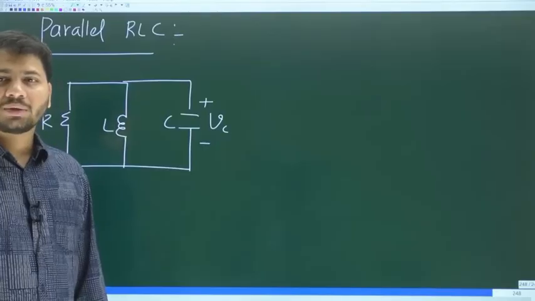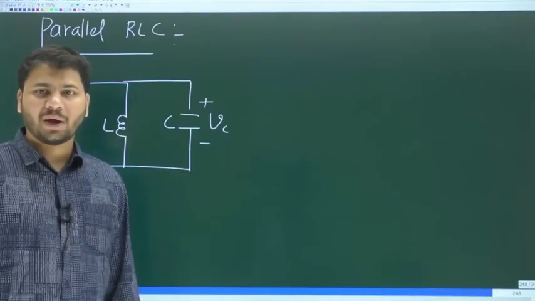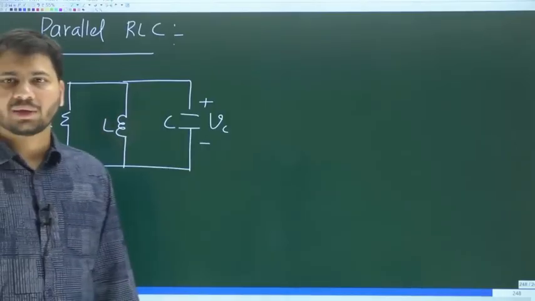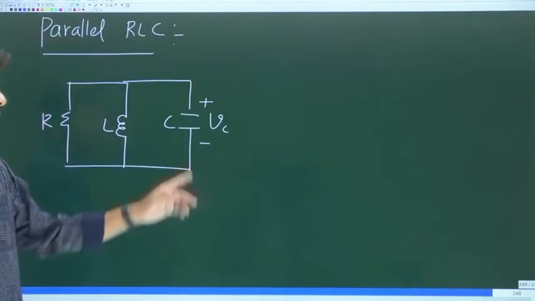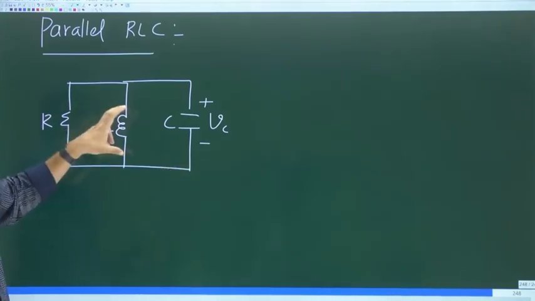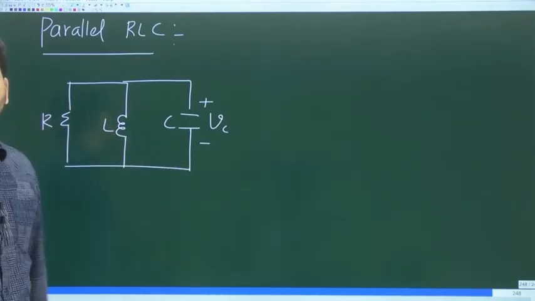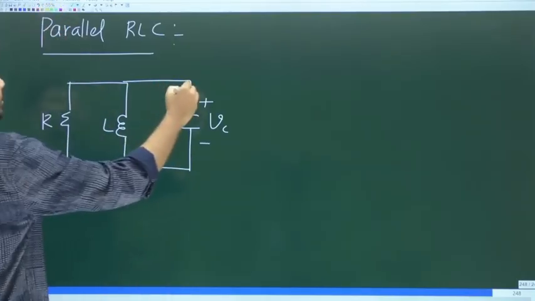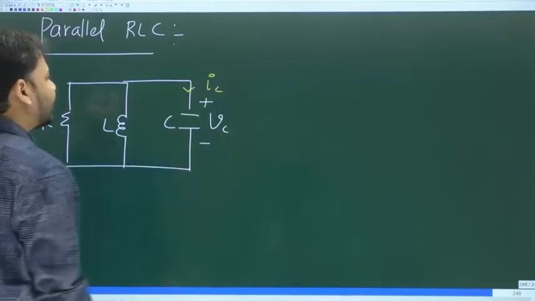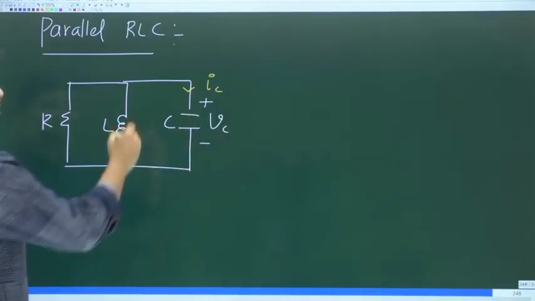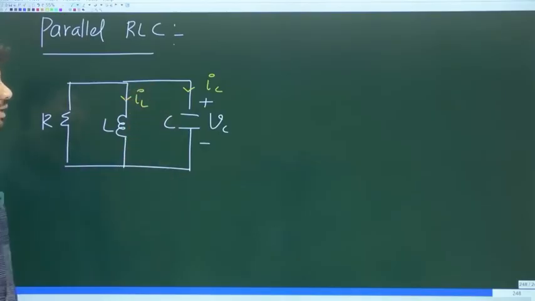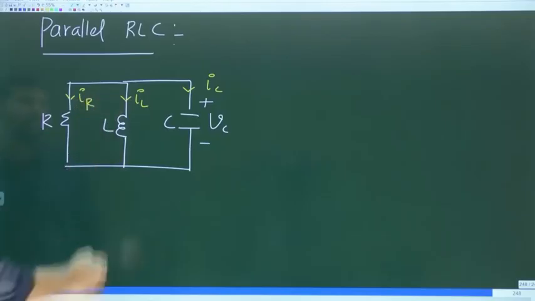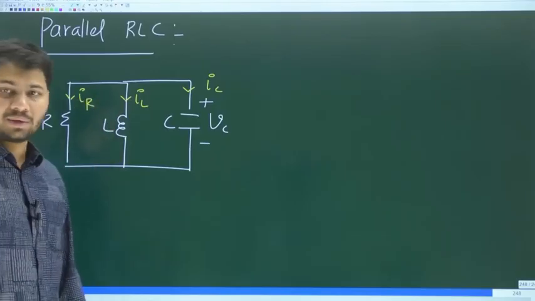Let's form the differential equation governing this parallel RLC network in terms of Vc, which is the voltage across the cap. But it is not just the voltage across the cap, it is also the drop across the inductor. It is also the drop across the resistor, because all three are in parallel. Okay. Now, what is this IC? It is the current through the capacitor. What is this IL? It is the current through the inductor. What is this IR? It is the current through the resistor.